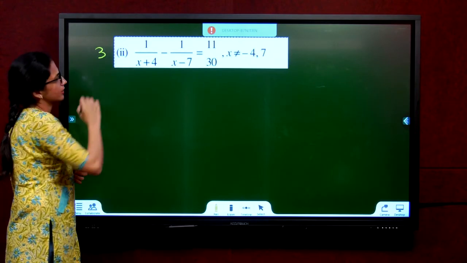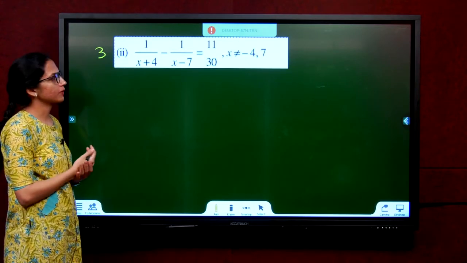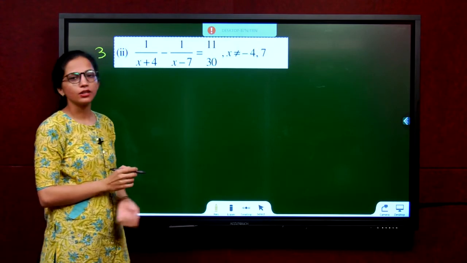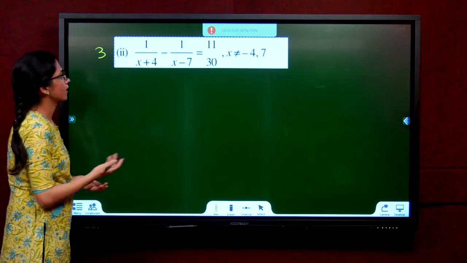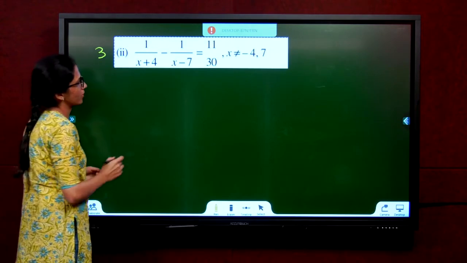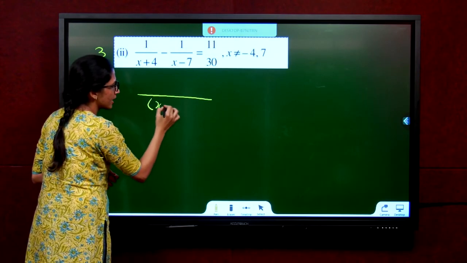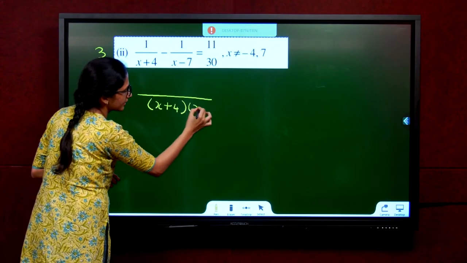In the third question, second part: 1 by x plus 4 minus 1 by x minus 7 is equal to 11 by 30. You have to find the values of x, or the roots of the quadratic equation. First step, take LCM. LCM will be x plus 4 into x minus 7.